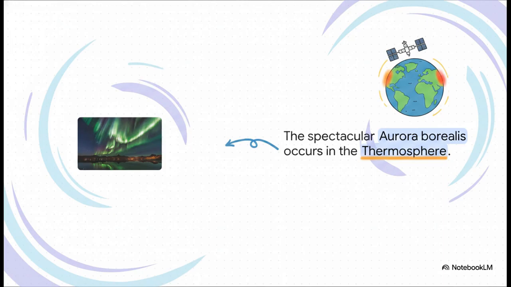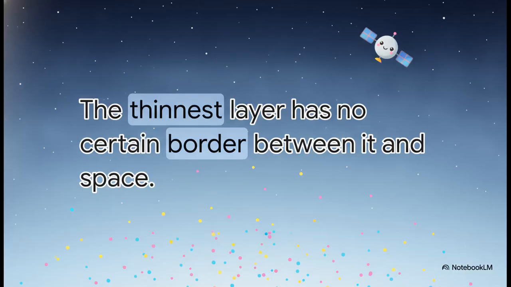Extending up to 120 kilometers, the thermosphere hosts the Earth's most spectacular light shows, the auroras, like the northern and southern lights. It's also the orbital home of the International Space Station, which zips right through this hot, glowing layer every single day. Finally, starting at about 120 kilometers, we reach the exosphere.